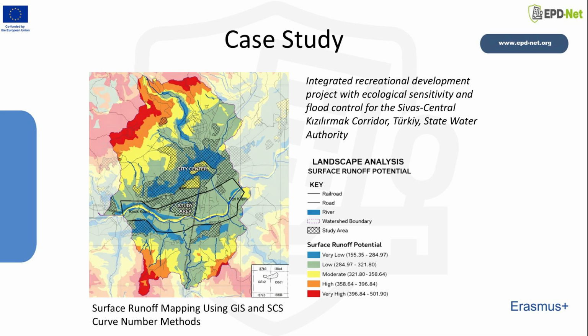Although the project is centered on a river corridor, its methodological framework is based on the micro-watershed scale. This is important because the corridor is not treated as an isolated strip of land, but as part of a broader hydrological and ecological network.